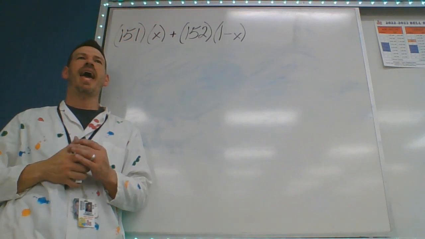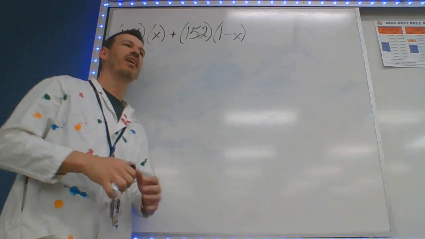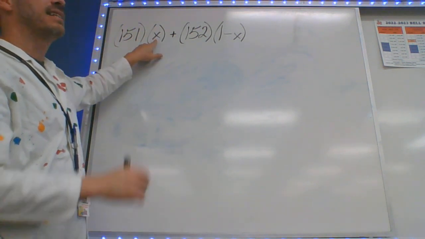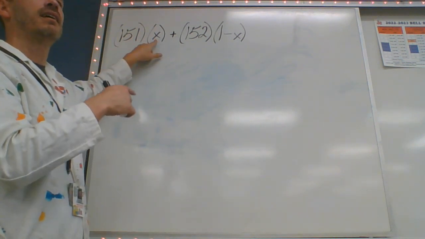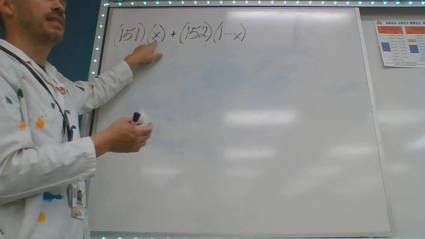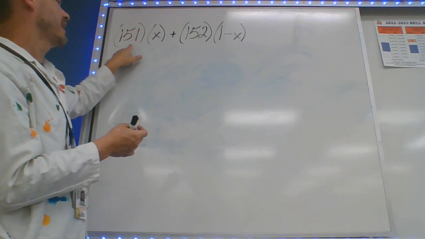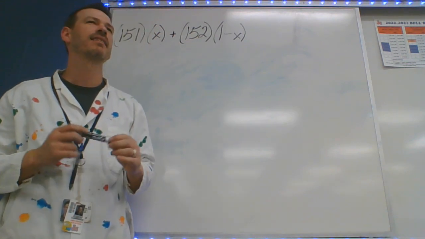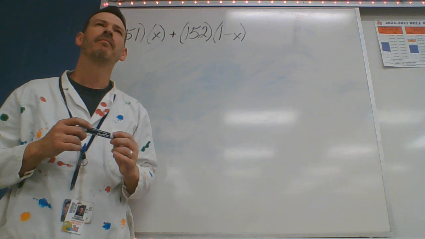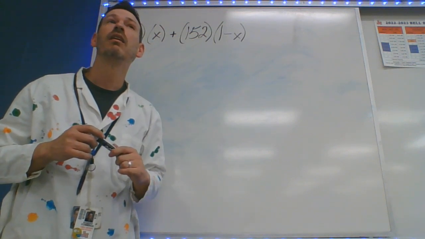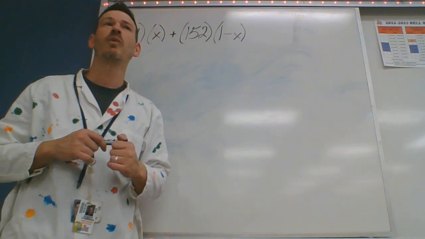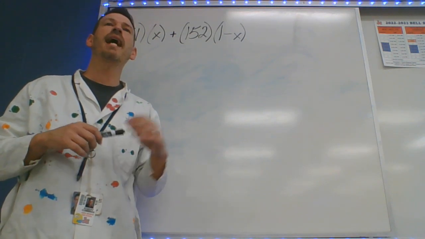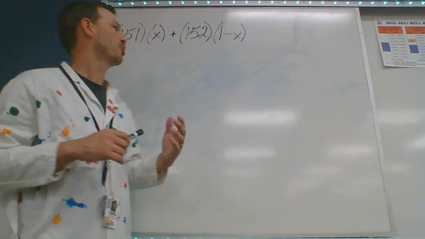Let's see where my extra hard thinkers are. You don't have to understand this, but just for fun, if X is the decimal version of the missing percentage, why does it make sense that the other isotope is represented by 1 minus X? That's not a terrible way to say it. It was way better than what my other class said, which was nothing. He said to find the other part of the percentage.